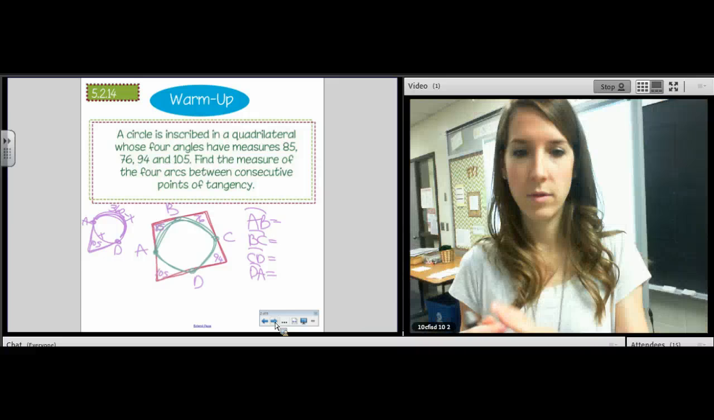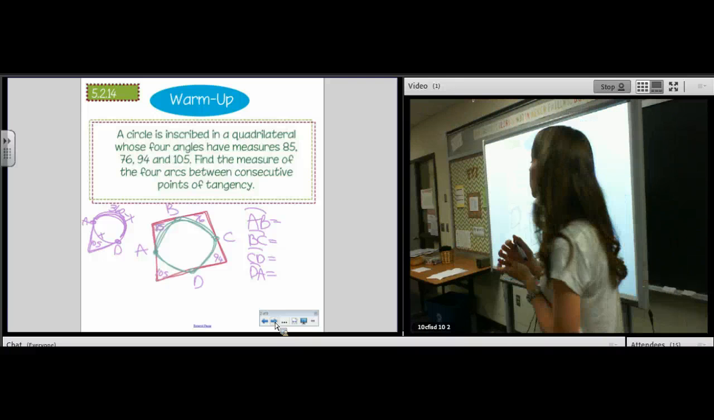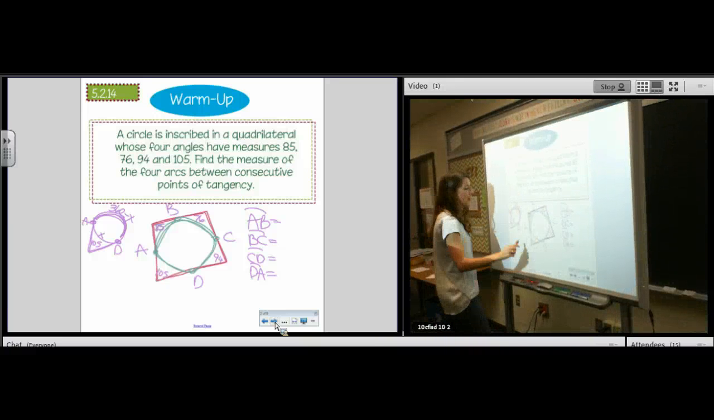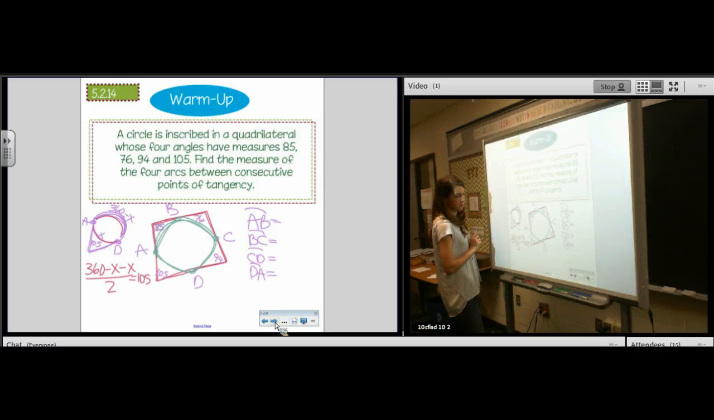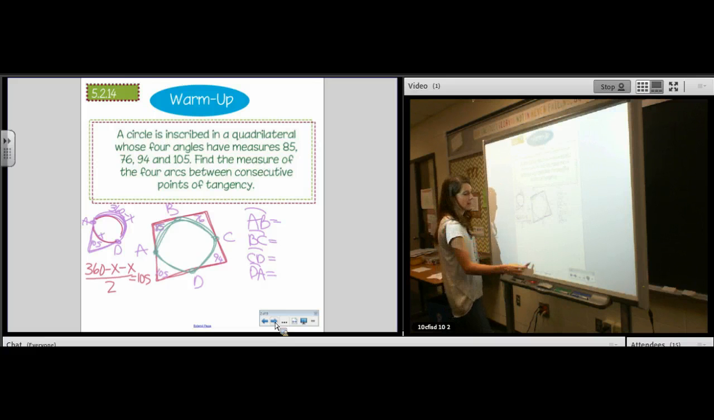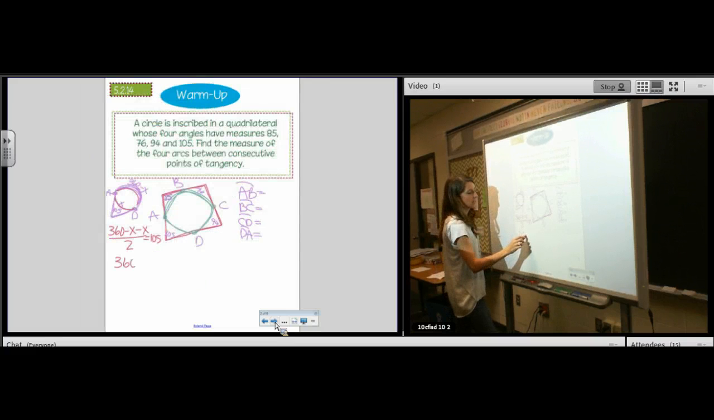To find an angle outside a circle, you subtract the arcs and divide by 2. Here's an arc and here's an arc. So I'm going to subtract my arcs and divide by 2, and that's going to equal 105. Let's multiply by 2. 360, I'm just combining like terms. 360 minus 2x equals 210.